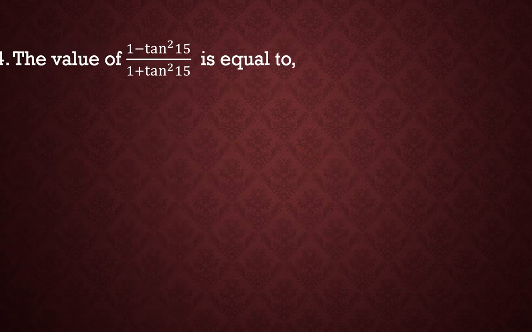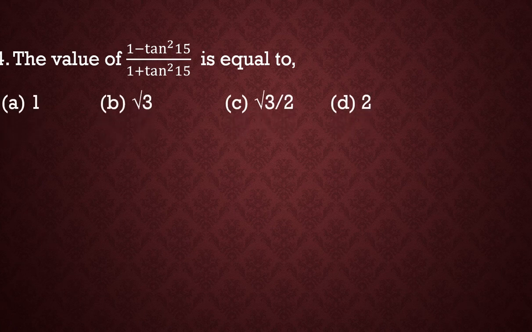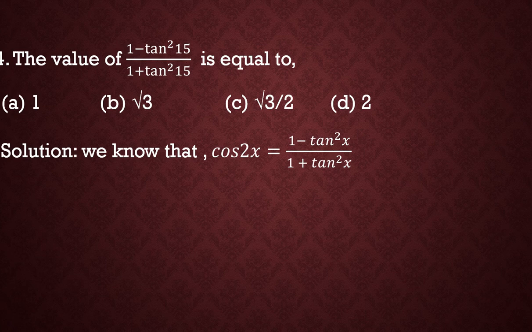The next one is: the value of 1 minus tan square 15 divided by 1 plus tan square 15 is equal to. So these are the options. If you see this one, 1 minus tan square 15 by 1 plus tan square 15, this looks like 1 minus tan square x in the numerator, and the denominator is 1 plus tan square x. So I will compare these two, then the value of x is equal to 15.